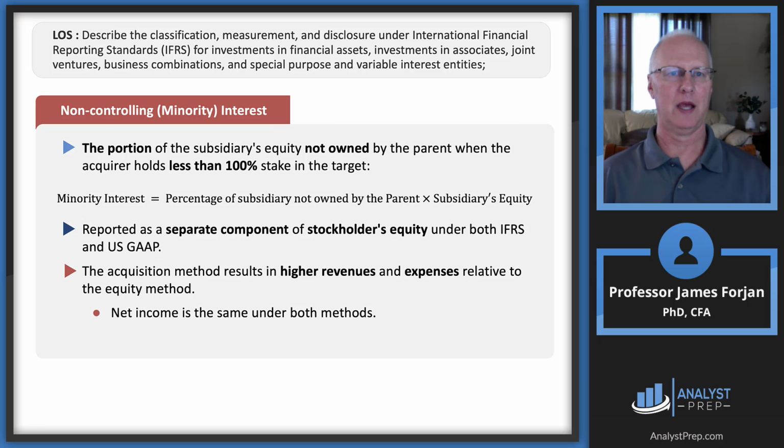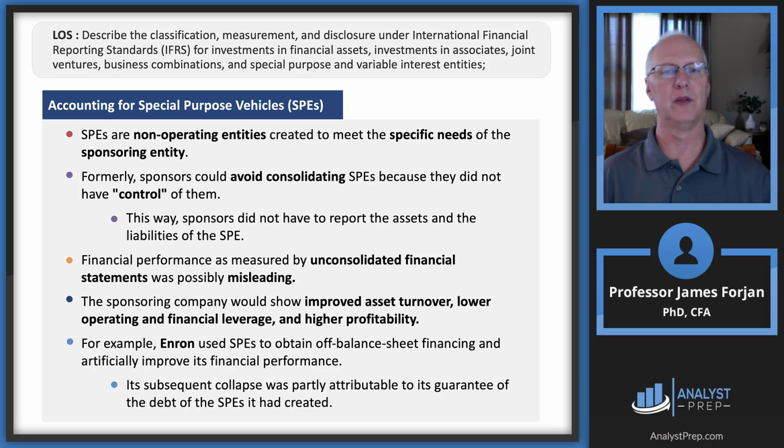Now, how about a non-controlling interest? All right, so the portion of the subsidiary's equity not owned by the parent is computed in the following way. So look at this. Our non-controlling interest is the percentage of the subsidiary not owned. So remember, this number is going to be less than 50% times the sub's equity. And that should make perfect sense there. Reported as a separate component. And this part of the acquisition method results in higher revenues and expenses relative to the equity method. But, of course, net income has to be the same under both methods.